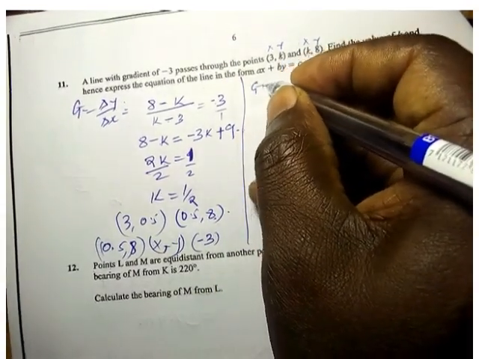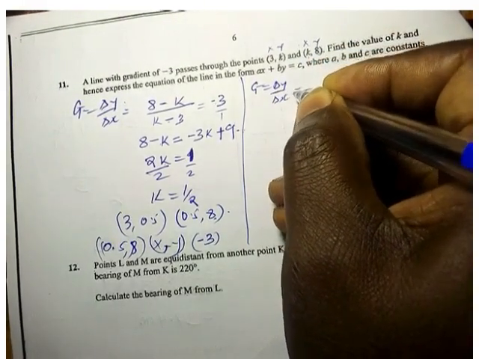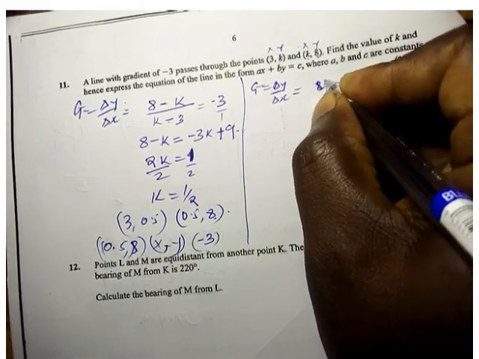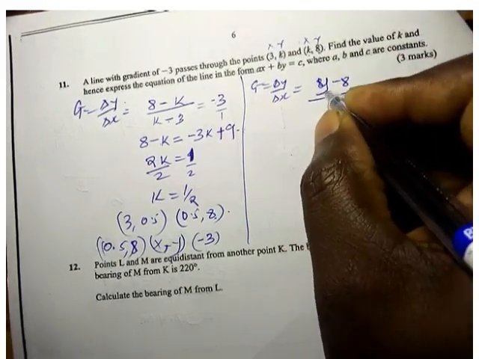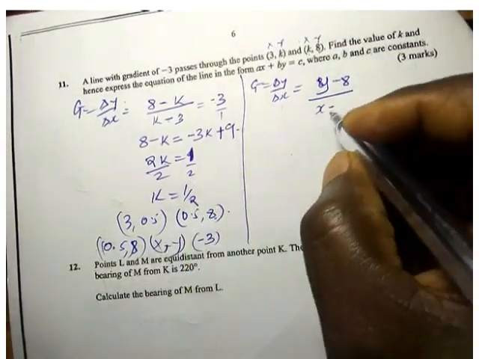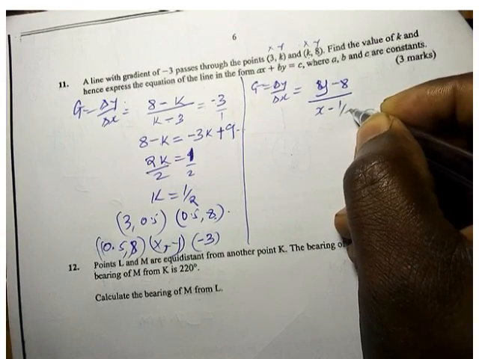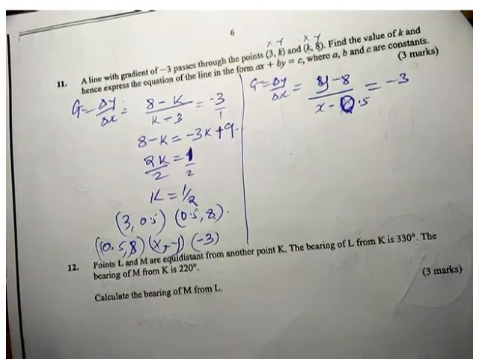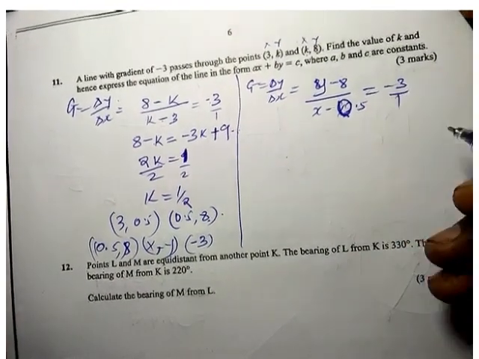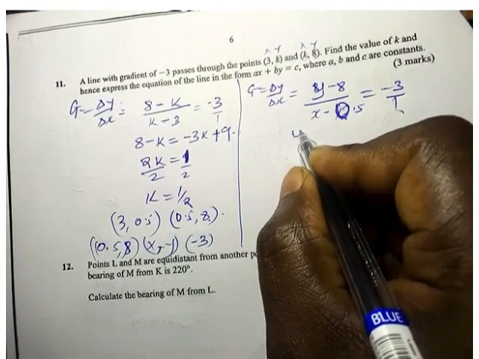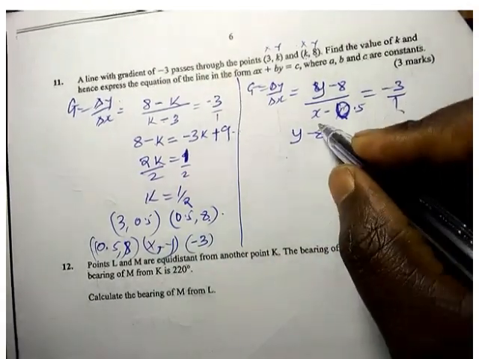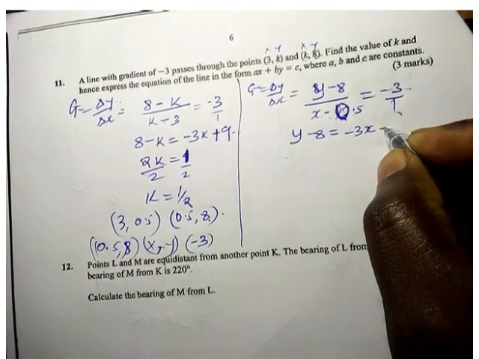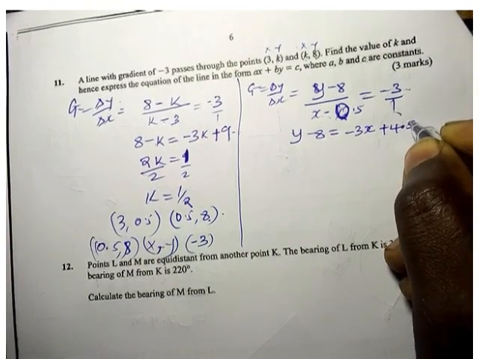But I know the gradient is equal to change in y over change in x. So now my point is 8, that is y minus 8 divided by x minus 0.5, or a half, and the answer is negative 3. What I want is the equation of the line. Cross multiply, so we will have y minus 8 is equal to negative 3x, and this times this is going to be positive 4.5.